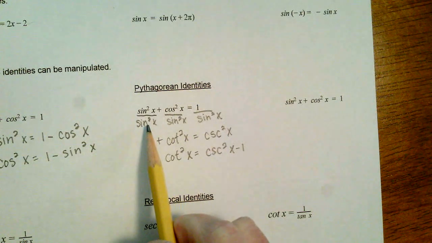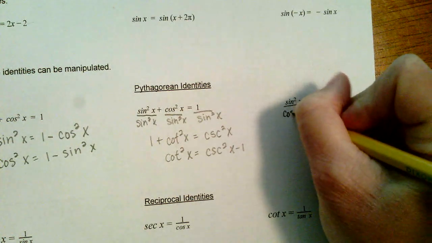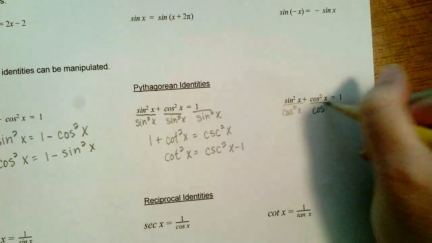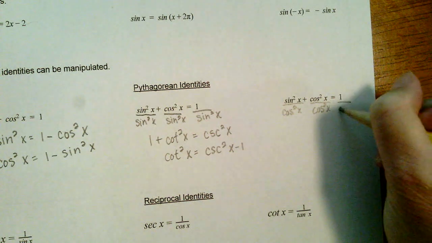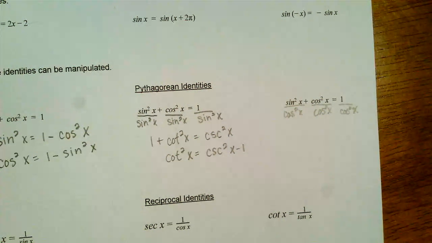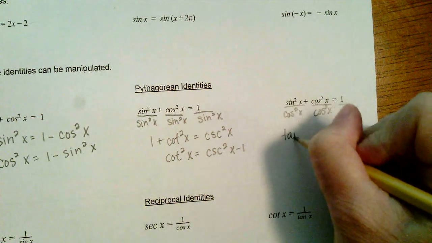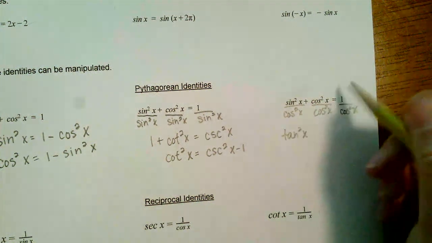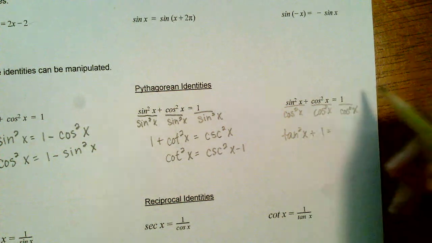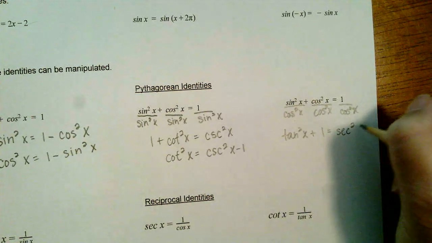Okay, so I divided both sides by sine squared of x. Now I'm going to divide both sides by cosine squared of x. So sine squared over cosine squared is going to give me tangent squared. Cosine squared over cosine squared is going to give me a plus 1. And 1 over cosine squared is going to give me the secant squared of x.